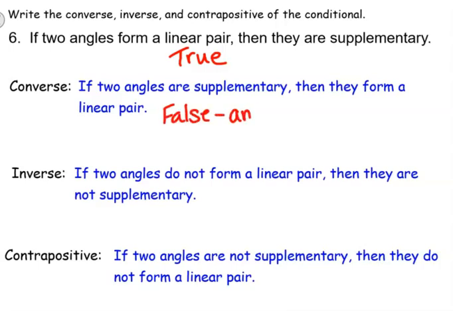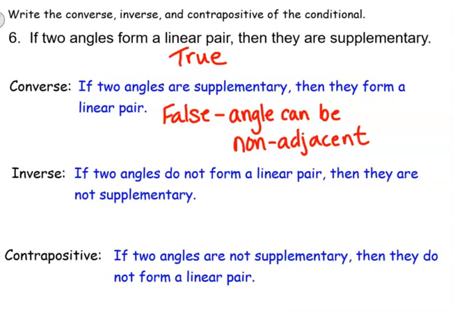And we can say the angles can be, how about non-adjacent? Right? They might not be touching. They can be separate. You can explain it how you want, but the point is they don't have to form a straight line. They can be separate angles. So if I take the same approach then to the inverse, if two angles do not form a linear pair, then they are not supplementary. Well, no, we just said that they might not be adjacent, but they can still be supplementary. So we can say false.